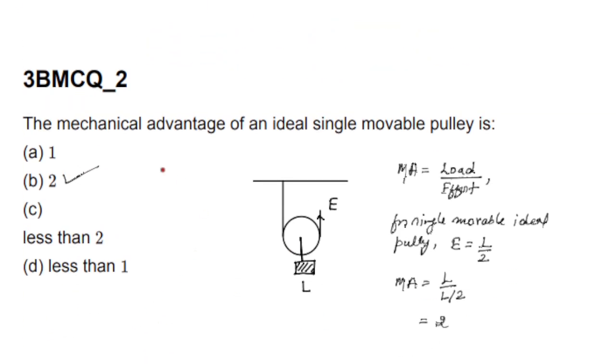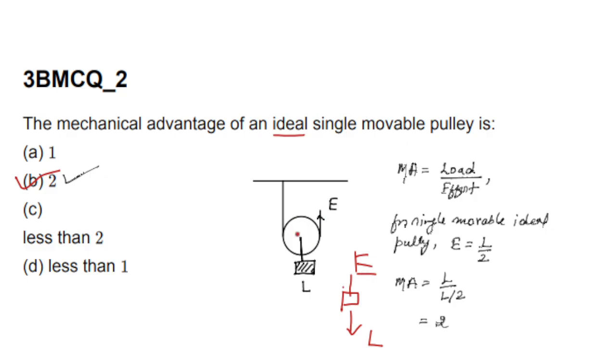Let's see question number 2. The mechanical advantage of an ideal single movable pulley. So this is a movable pulley, so it can move. Is 2, right? Why? See, if you are pulling a load directly up by the effort E, whatever the load is, that much effort you need to put.